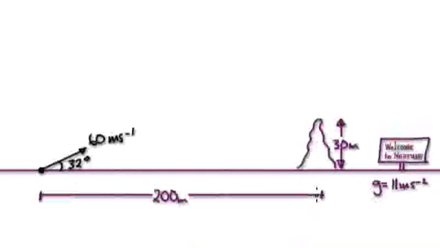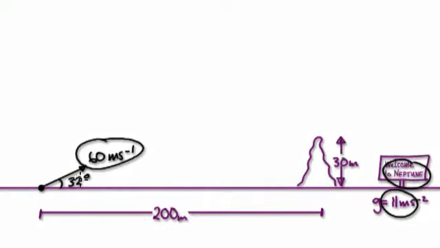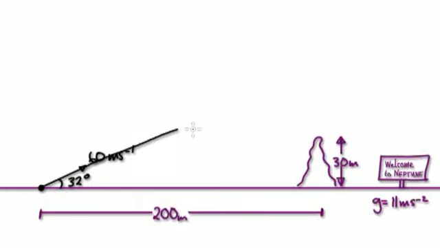Okay, let's give you guys some more practice. So now I'm going to put you on Neptune. Gravity on Neptune is 11. We're going to fire a cannonball at 60 meters per second at an angle of 32 degrees. There's a mountain 200 meters away. Well, 30 meters is a bit small for a mountain, but let's just say a mountain 30 meters high. When you fire the cannonball, will it be able to pass the mountain?